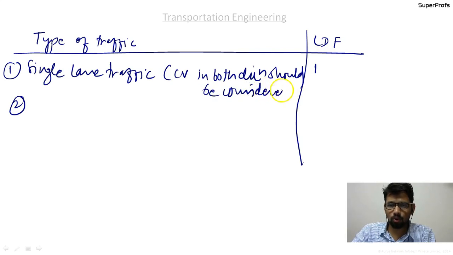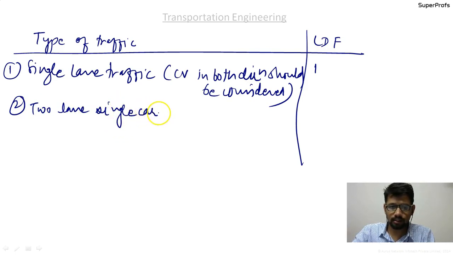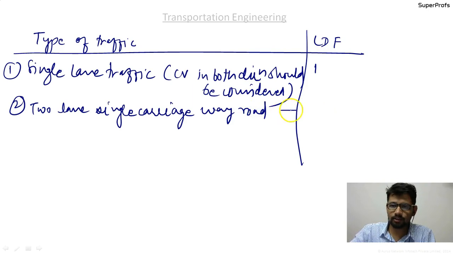We will go quite fast, guys, so please write down quickly. Two lane single carriageway roads. In this case, we discussed yesterday that it should be 0.75 as there is a chance of vehicles shifting the lanes. Now, four lane single carriageway roads.